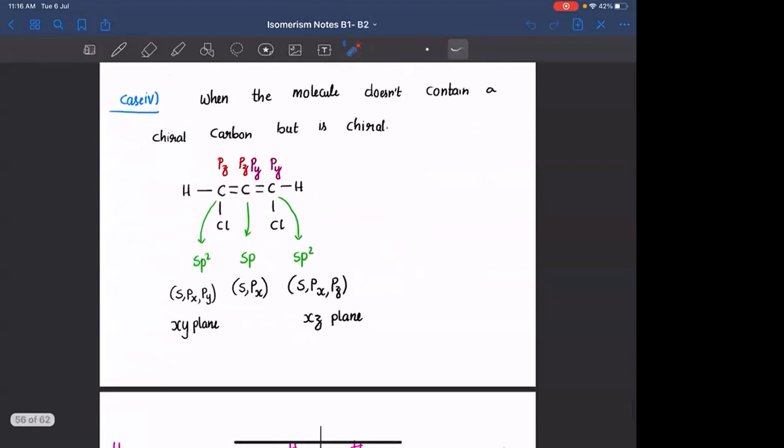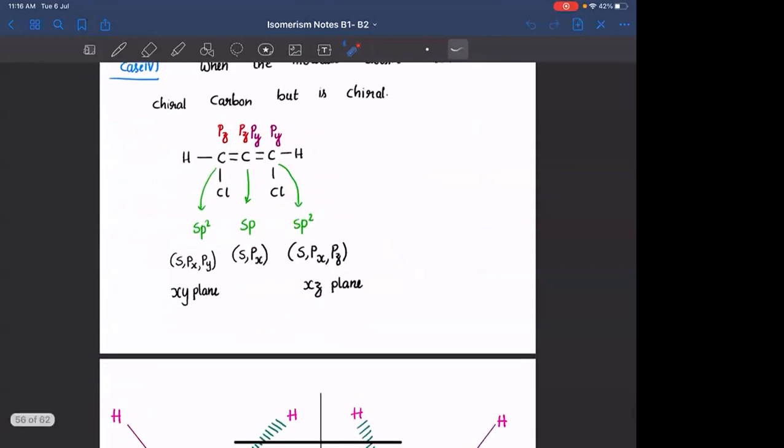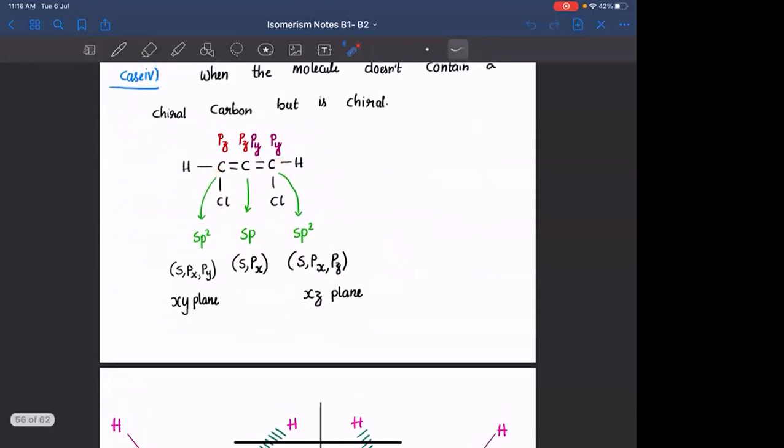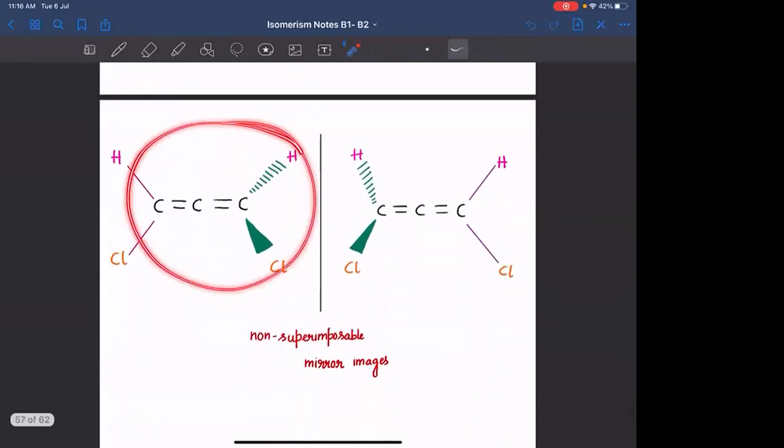chiral. This particular molecule, if I represent it in this way, may seem symmetrical, but because of the hybridizations, this hybridization is sp2 involving orbitals s, px and py. So the trigonal planar geometry will be in the xy plane. This is also sp2, but these orbitals are s, px and pz, and their orbitals are present in the xz plane. The xy and xz planes are perpendicular to each other, so the actual molecule looks like this. If I draw the mirror image of it, this is the mirror image.